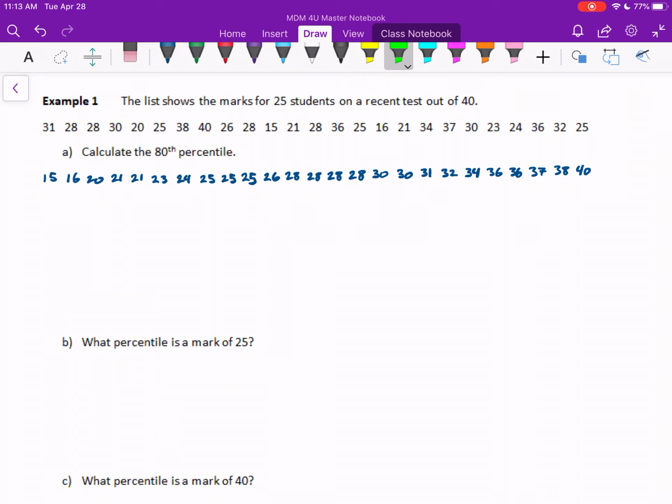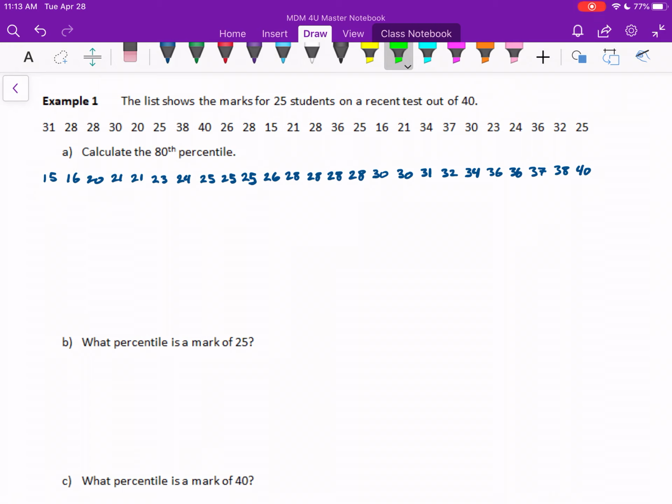The list shows the marks for 25 students on a recent test out of 40. So the test was out of 40. 25 students took the test, and there are their marks all laid out: 31, 28, 28, 30, etc. So they're not in order.